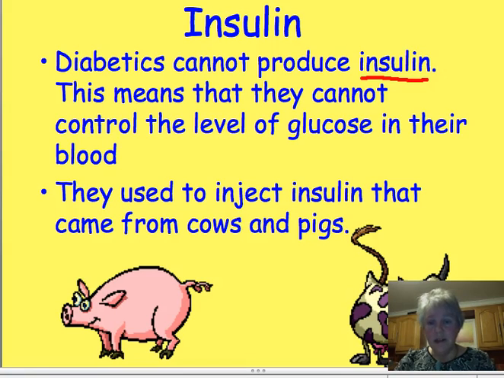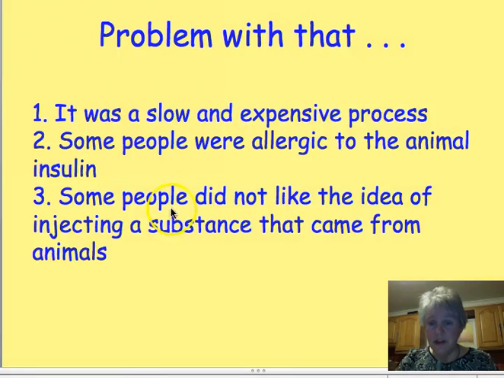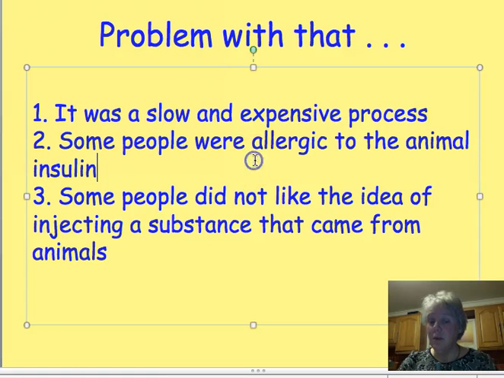Now, obviously, there are some disadvantages to that. One of the disadvantages is that you're having to kill animals to produce the insulin. But there were other disadvantages as well. Some people just didn't like the idea of injecting something that came from animals, and it was also a pretty expensive process. And more importantly, some people were actually allergic to animal insulin.